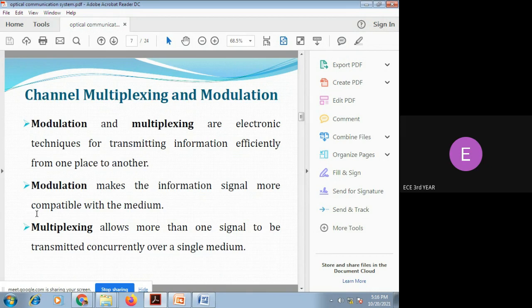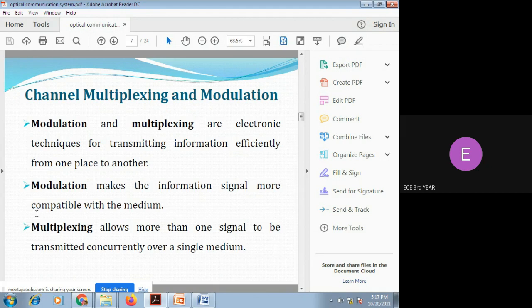Next is the main module of the communication system: channel multiplexing and modulation. Multiplexing, all of you know that very well. Multiplexing is the process of combining more than one signal in one line. It is called multiplexing. Modulation is simply boosting up the lower signal using a carrier signal. It is called modulation.